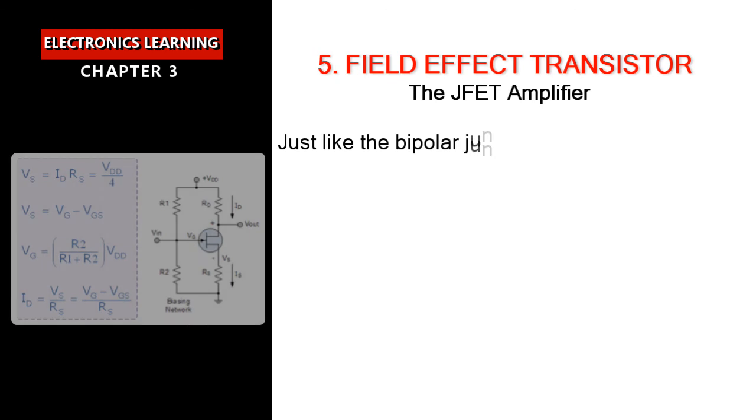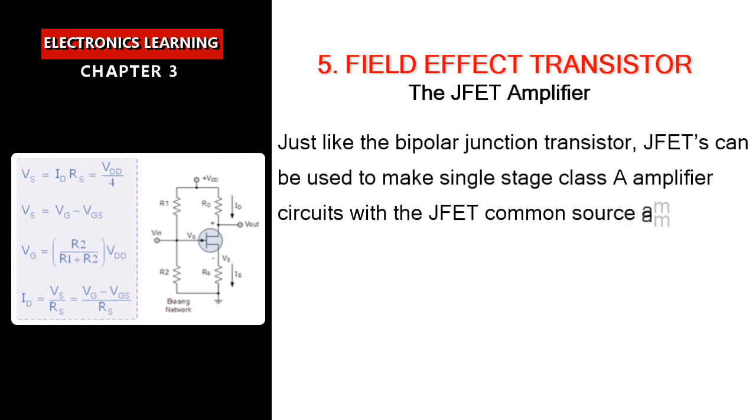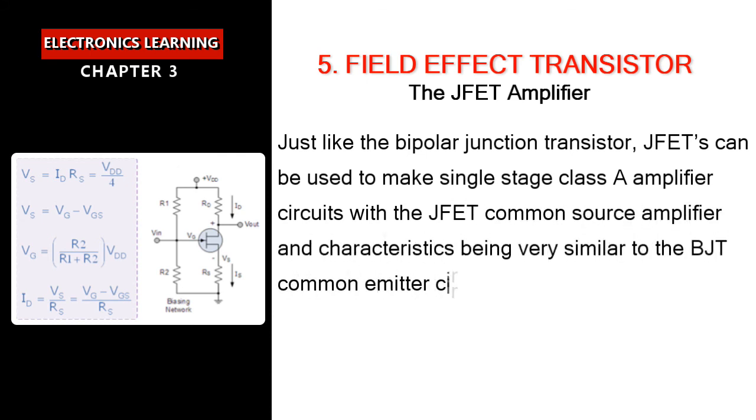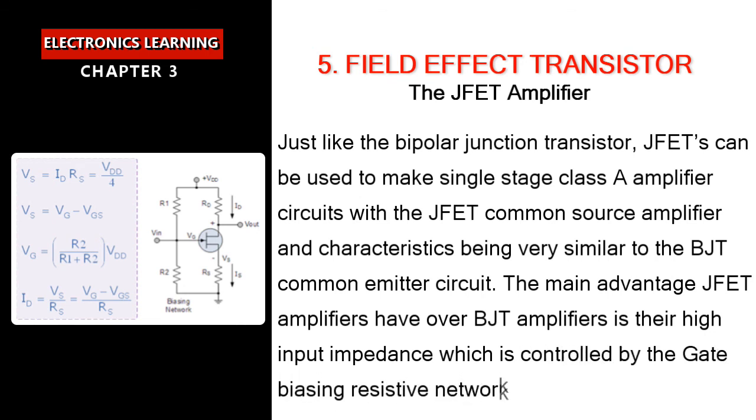The JFET amplifier. Just like the bipolar junction transistor, JFETs can be used to make single-stage Class A amplifier circuits, with the JFET common source amplifier and characteristics being very similar to the BJT common emitter circuit. The main advantage JFET amplifiers have over BJT amplifiers is their high input impedance, which is controlled by the gate biasing resistive network formed by R1 and R2 as shown.